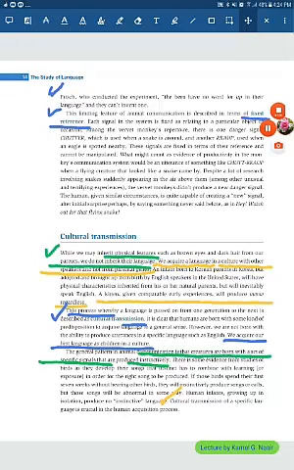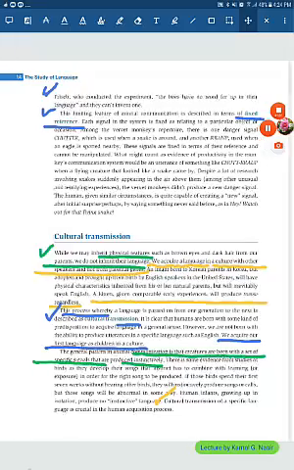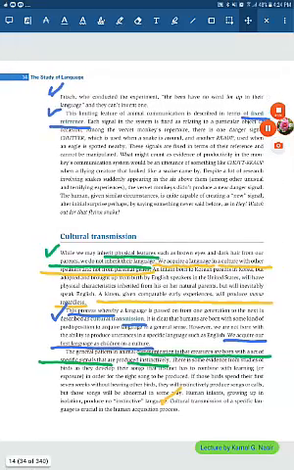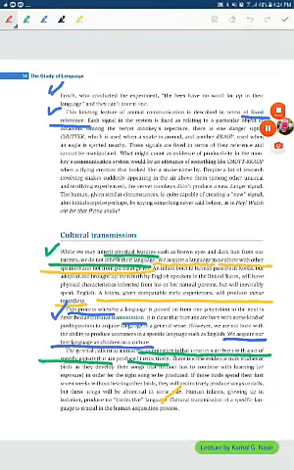Cultural transmission. You may inherit something from your fathers, from your parents. You may inherit, for example, your dark hair, your brown eyes, you see? But you cannot inherit language. This is a very important subject. I'm going to explain it in the coming lecture. Good.